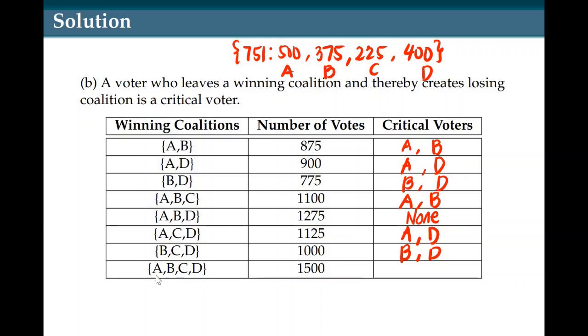And the last winning coalition, A, B, C, and D: since each voter's weight is less than the quota, if one leaves the winning coalition, it is still greater than the quota of 751, so none of these voters are critical voters.